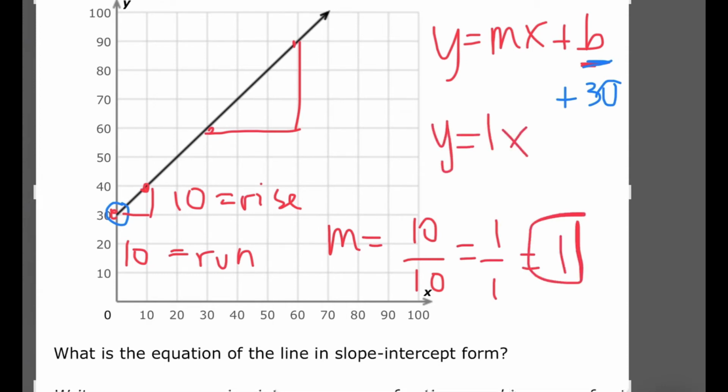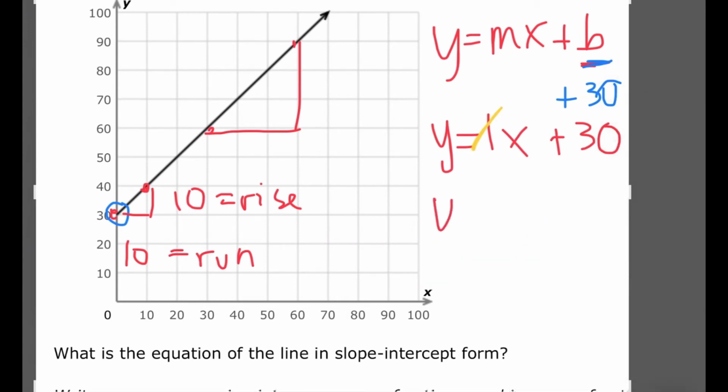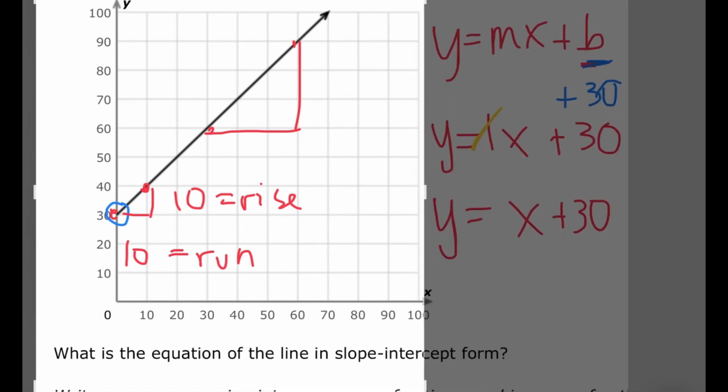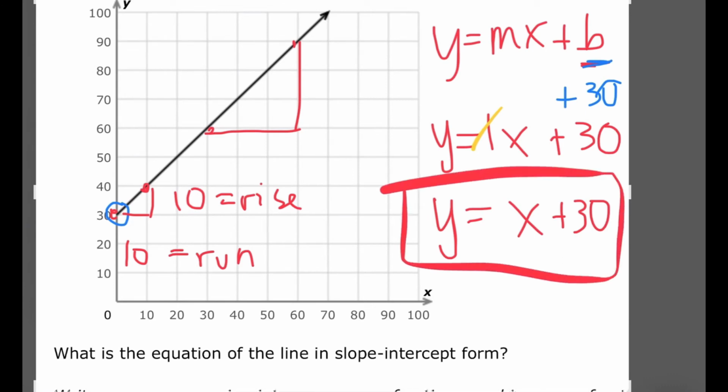So we get y equals 1x plus 30. We can simplify this further by changing 1x to just x because they are equivalent. And then we get our final answer, which is y is equal to x plus 30. Fantastic.